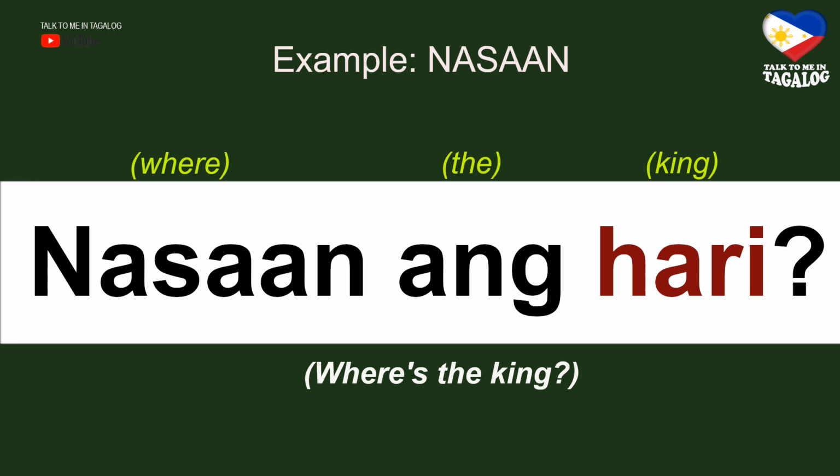Nasaan ang hari? Meaning, where's the king? You might be wondering why we used ang as a marker for hari instead of si since hari is a person. Well, the reason being is the marker si is only used for proper names. Since hari is a common noun, we should only use ang. But if you're looking for a specific king like King Philip or Haring Philip in Tagalog, then you should use si. Nasaan si Haring Philip? Or where's King Philip? Did you get it?